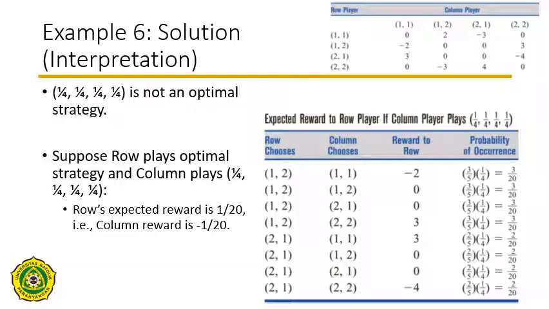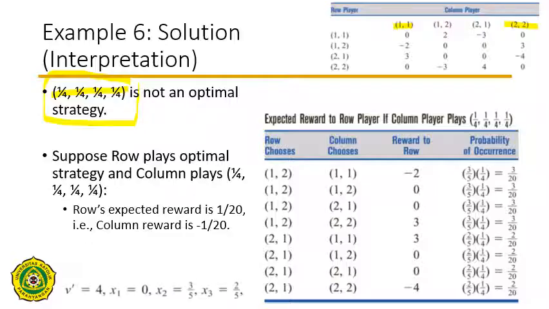So in the previous slide, we have seen that if the column player plays 1, 1 or 2, 2, it is not an optimal strategy because the row player can always reach break even, $0, or even win something a little bit. Okay, now here we are going to show, for example, the column player plays 1/4, 1/4, 1/4, and 1/4, and we're going to show that this is also not an optimal strategy.